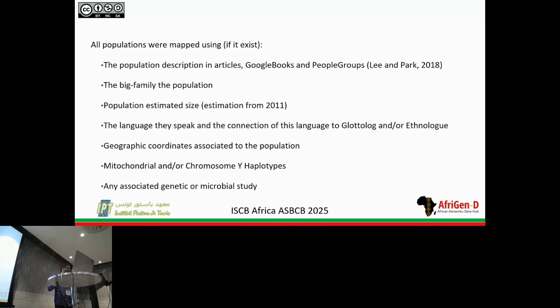The population estimated size, so we're trying to capture the number of people in each population, and then languages, geographic coordinates, mitochondrial and chromosome Y haplotype, and any associated genetics or microbiota studies.